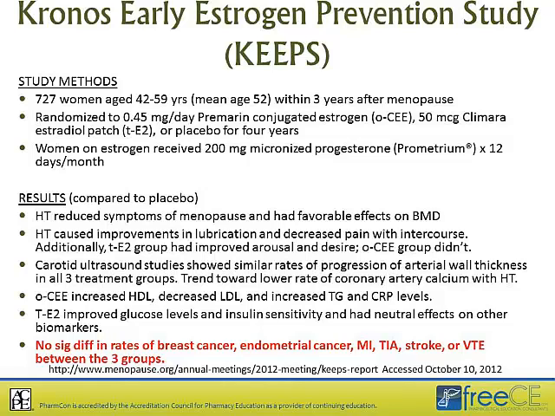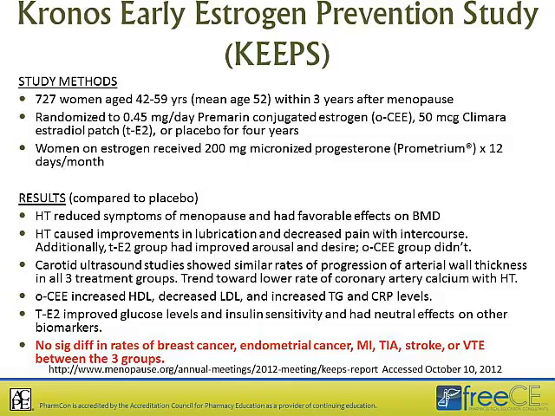The oral formulations increased HDL and decreased LDL, as we would have expected, as well as increasing triglycerides and CRP levels. So one of the biggest findings from this particular study is that there was no significant differences in the rates of breast cancer, endometrial cancer, MI, TIA, stroke, or VTE between these three groups.